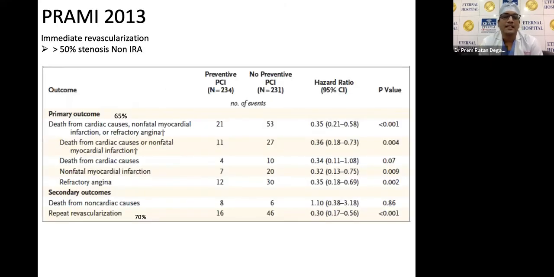And the PRAMI trial was published in 2013, it is the immediate revascularization trial. It has 2 arms, preventive versus no preventive PCI. In the preventive arm, those with non-infarct related artery stenosis of more than 50% were revascularized at the time of primary PCI. And there was a 65% reduction in the primary outcome in the preventive arm compared to the non-preventive arm. And there was a 70% reduction in repeat revascularization in the preventive arm in this trial.